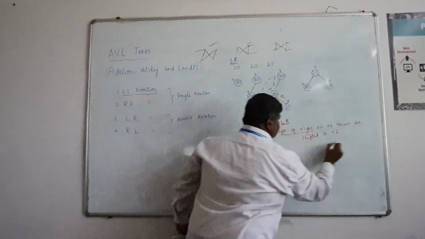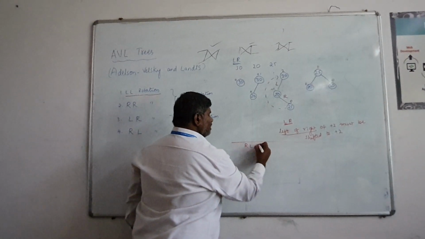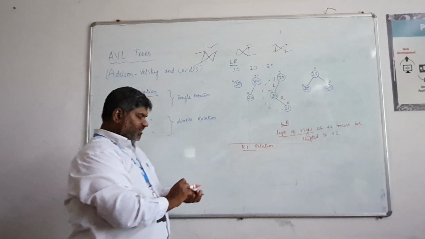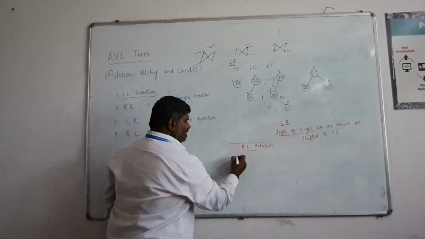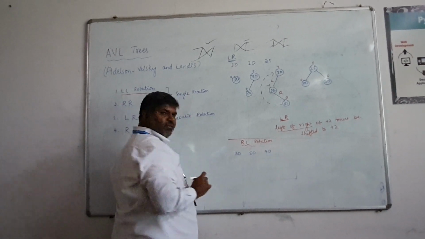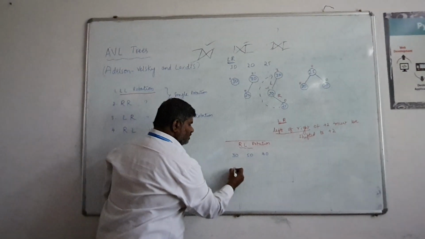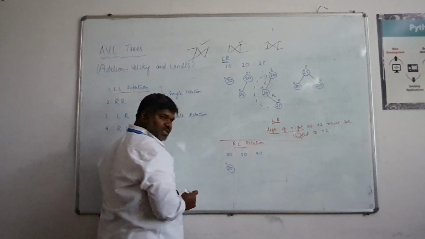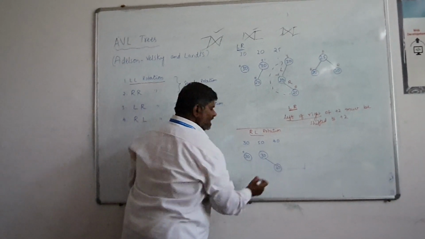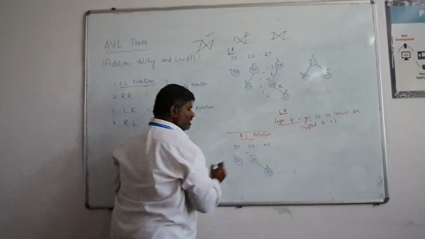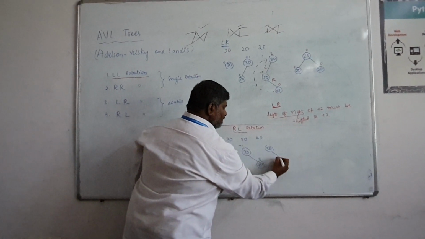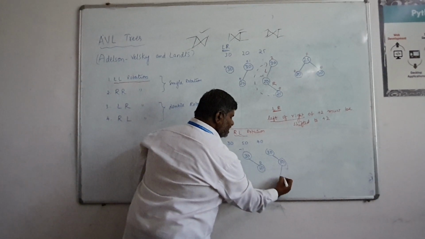Similarly, we will see RL rotation. So in RL rotation, what happens? Right of left will be shifted. Now let us see the example. Let us take the same elements 30, 50 and 40. The first element is the root element 30 and its balancing factor is 0. Then right of 30 is 50. So balancing factor 0 and minus 1. Then 40, so 30, 50, left of 50 is 40.